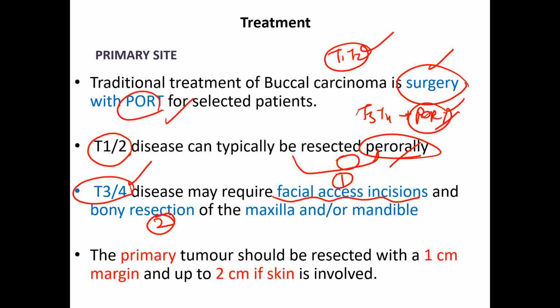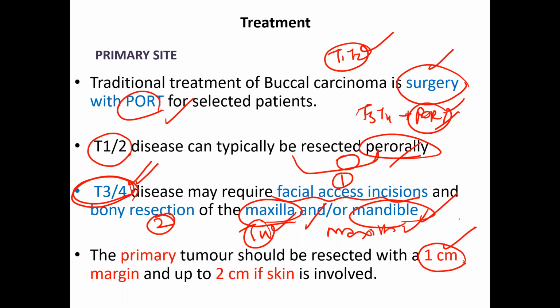Number 2, you have to go for maxillectomy or mandibulectomy. As you know, the mandible and maxilla also can be involved, so you have to remove that. I told you T3, T4, especially T4, are involving the bone. The primary tumor should be resected. What is the resection margin? It is a 1 centimeter margin. And if skin is also involved, you have to go for a 2 centimeter margin.